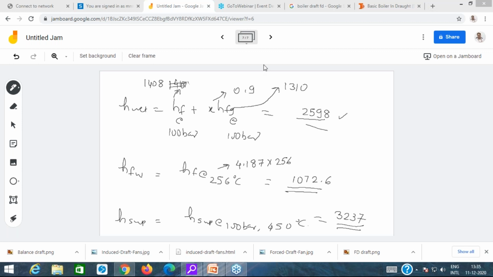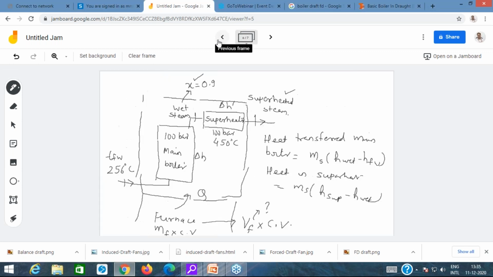So now if you have got these values, then the problem becomes pretty simple. Now how do you solve the problem? Once you have got the enthalpy values, heat transferred in the boiler, excluding the superheater, would be the outlet enthalpy minus the inlet enthalpy. So it would be enthalpy of the wet steam minus enthalpy of the feed water, into the mass flow rate of the steam.